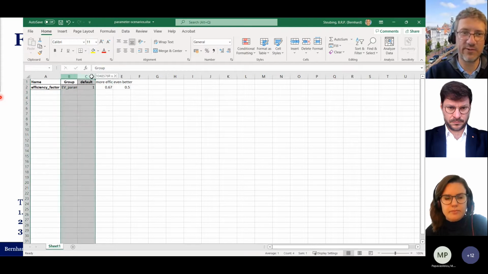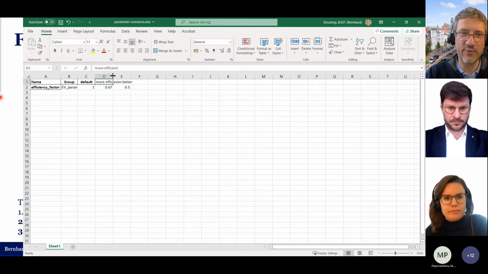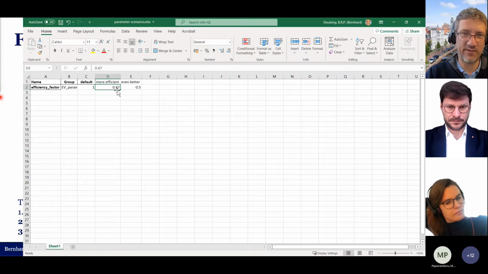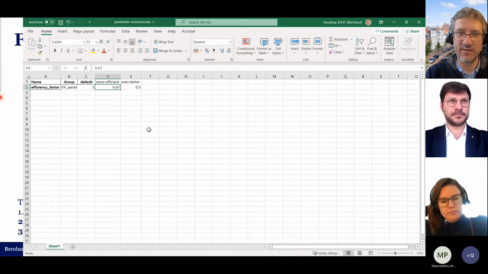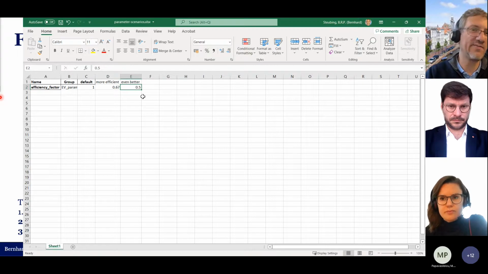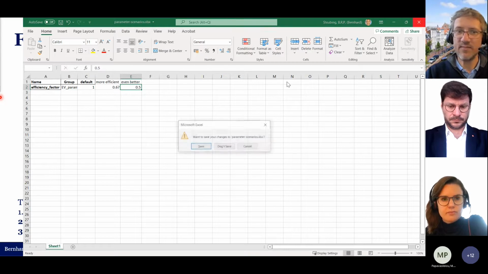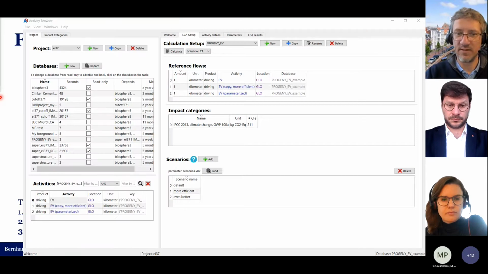You can ignore these two columns for now. Now we have two additional scenarios. One that is more efficient, so this is our sort of improved scenario, and then one that is even better, right? 50% reduction through light weighting. Let me just move that. Okay, so let's do the LCA for that.